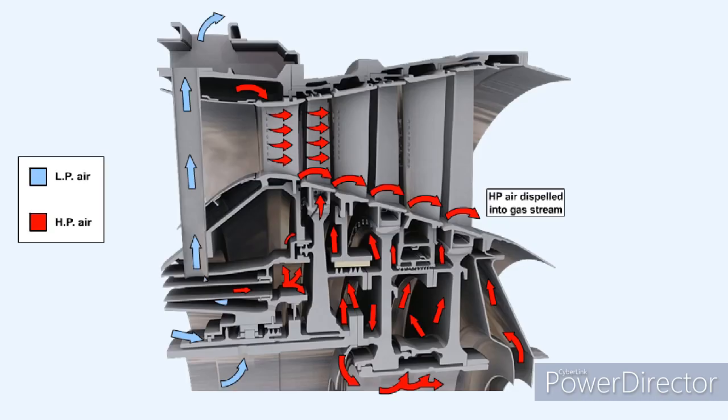When cooling and sealing has been carried out, the air which has been doing the job has to be disposed of. This diagram shows that the high-pressure air used for cooling is ejected into the exhaust stream. The low-pressure air, on the other hand, is fed out through its own dedicated vent pipe. On some engines, the temperature of the air exiting through this vent pipe is monitored to give an indication of the integrity of the engine's internal construction.